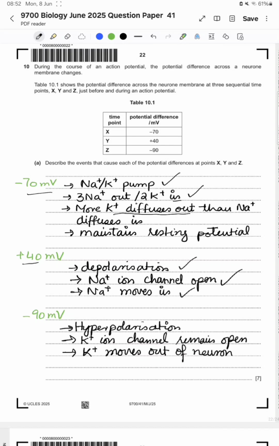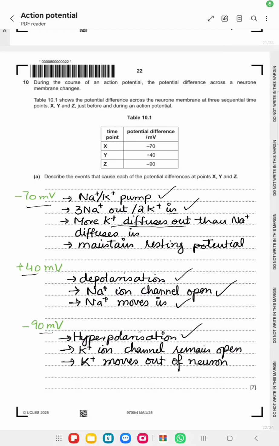The third one is minus 90 millivolt. Now a lot of students do not understand this part, but this is about hyperpolarization. Remember, after depolarization what occurs is repolarization. That's when plus 40 is brought back to minus 70 millivolt. Minus 90 millivolt represents the position of hyperpolarization.